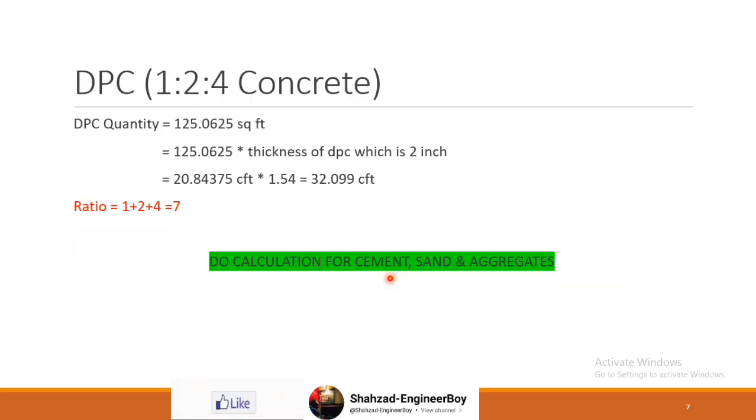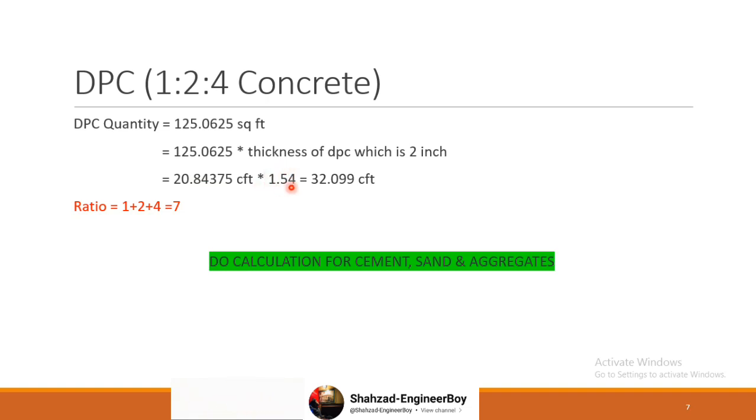So to convert it into cubic feet, just multiply it by 2 inch for DPC, as the diagrams or specification will tell you that DPC is of 2 inch. Just multiply it by 2 inch. If your diagram tells you that your DPC is 1.5 inch, 3 inch, or 1 inch, just multiply it by that value. The DPC area is 125.0625, and it is 2 inch thick, so you multiply by 2 inches. Multiply it by this value and you will get 375 cubic feet.